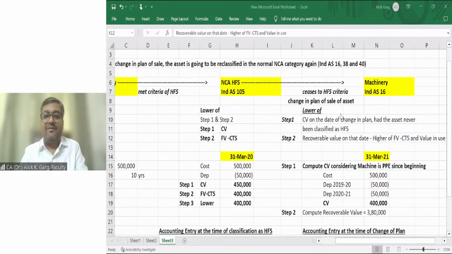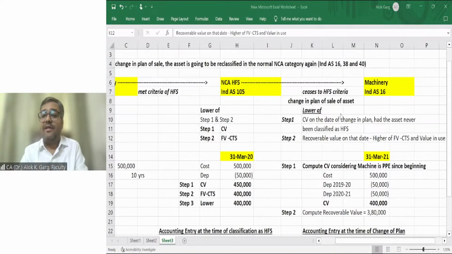Neha, it is higher of. It is not only fair value less cost to sell. It is higher of fair value less cost to sell and value in use, right? This is what we have learned in Ind AS 36. It is not lower, Ravi.